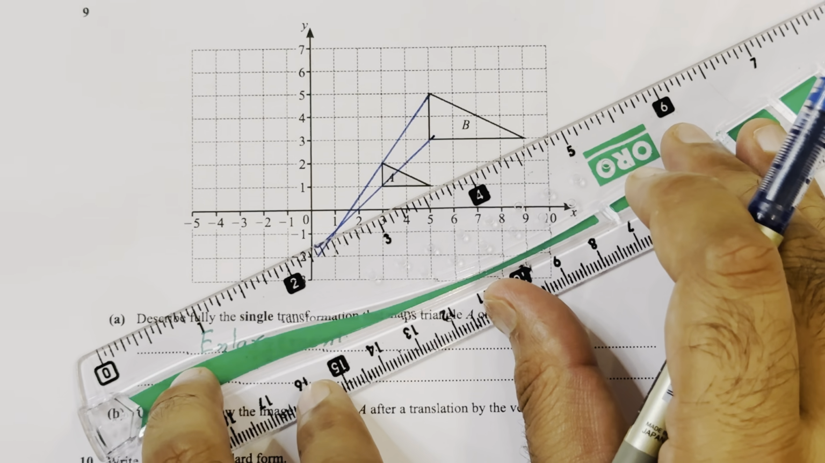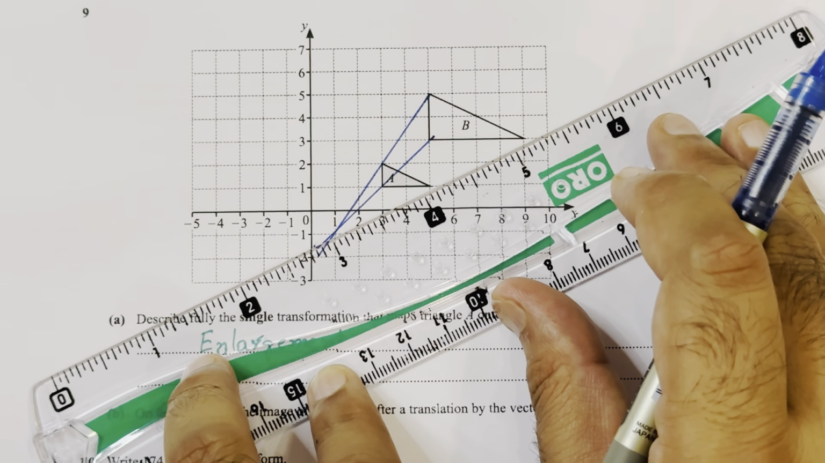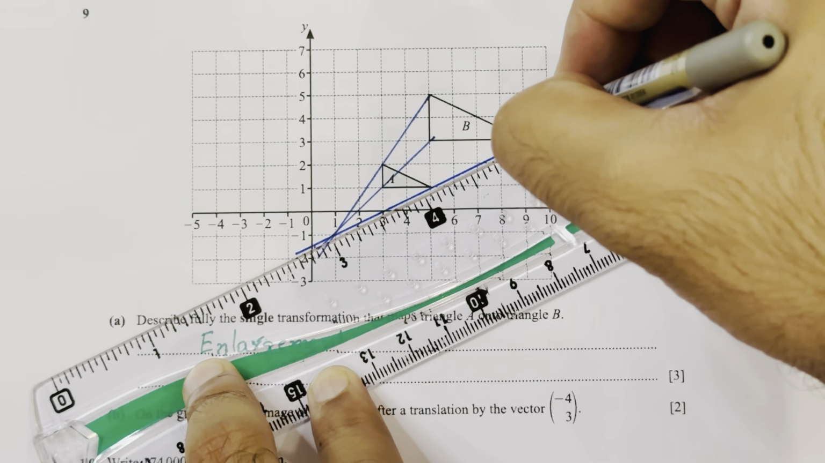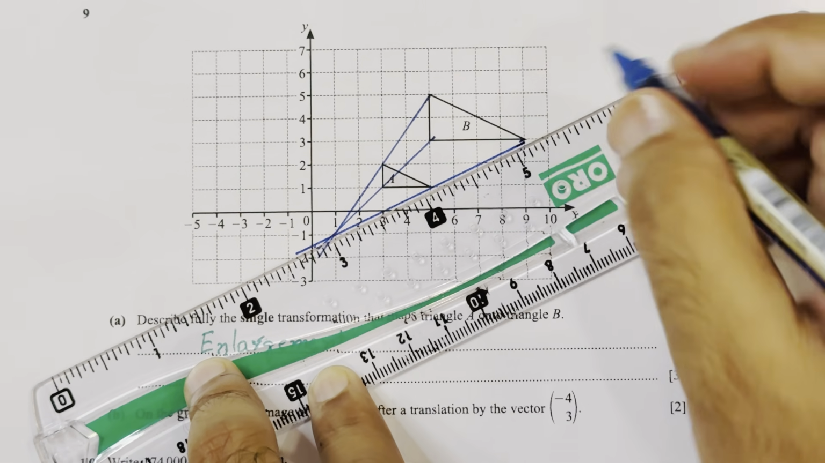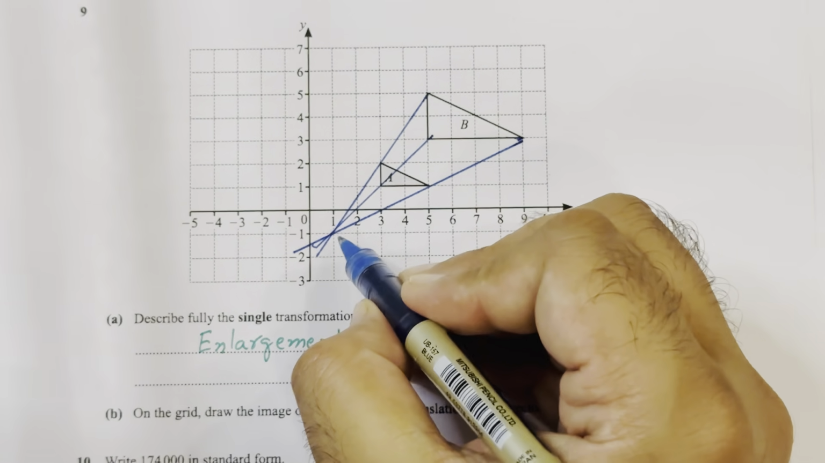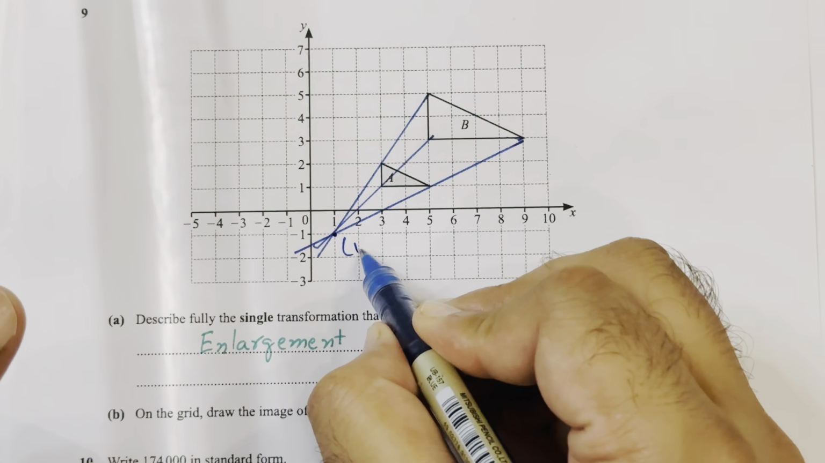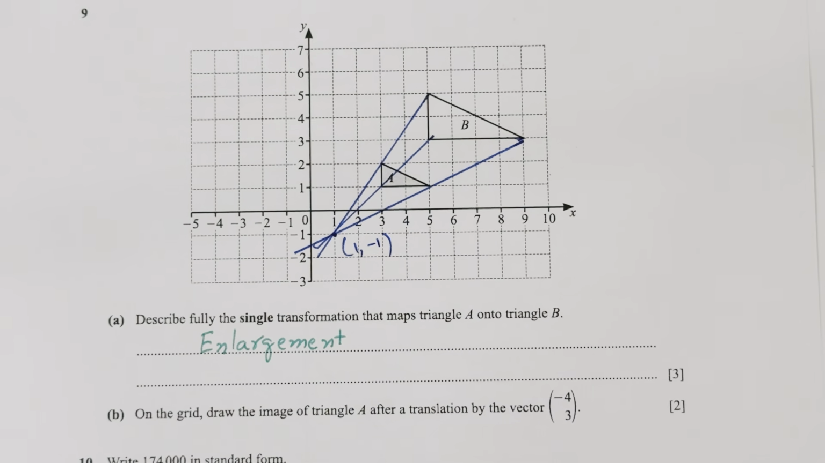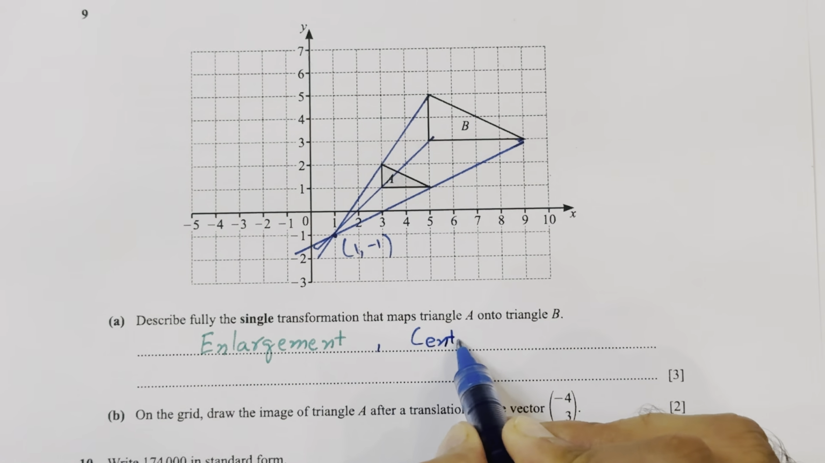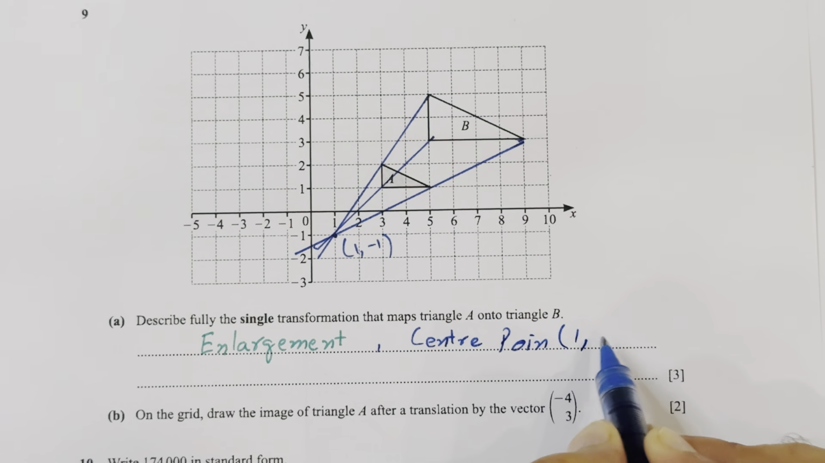You can even join two vertices, and whatever point they are intersecting at, it means that this is your center point. But for assurance, you can match all three vertices. In paper practice, you should draw with a lead pencil. So if you find any mistake, you can erase it easily. So the center point would be 1, minus 1.